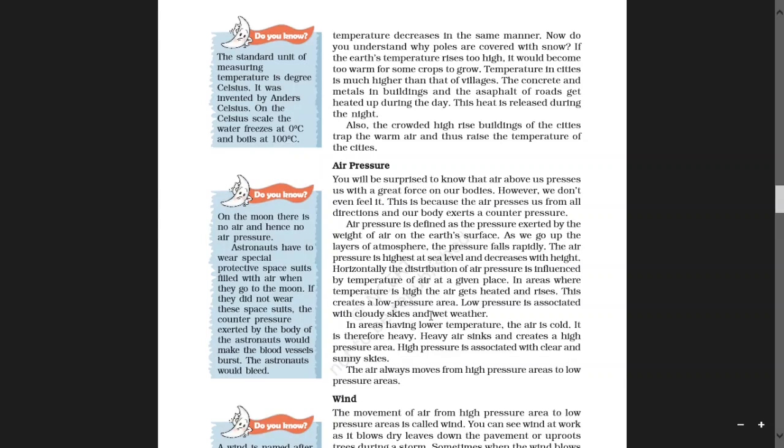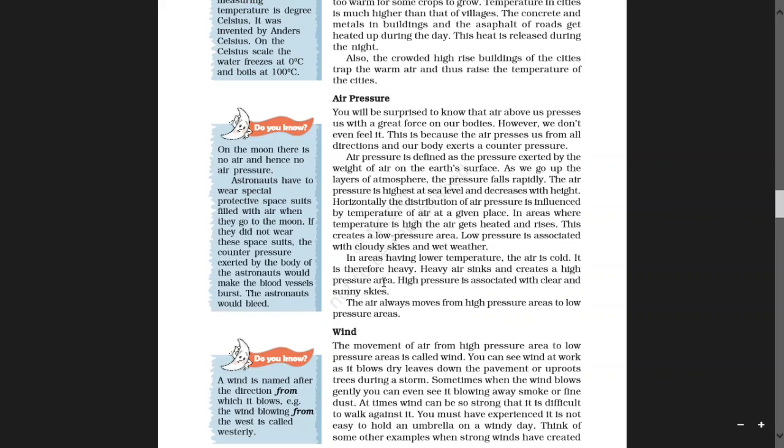In areas which have lower temperature, the air is cold. It is therefore heavy. Heavy air sinks and creates a high pressure area.